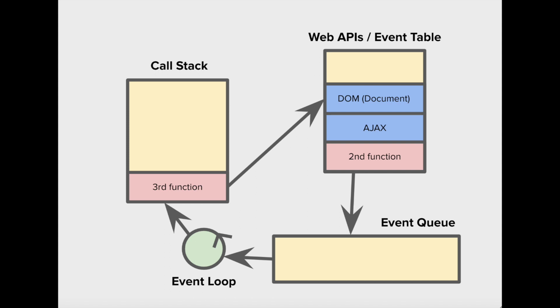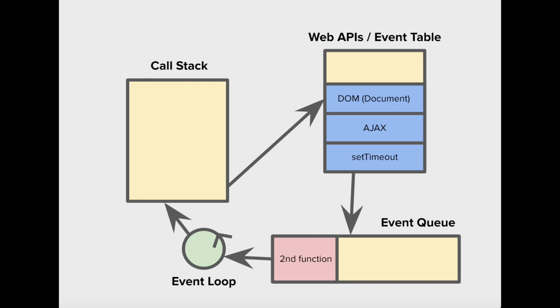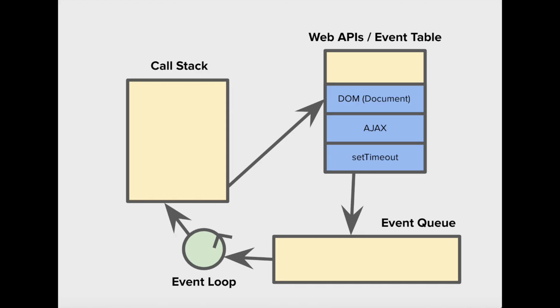In the event table, the setTimeout waits for 1 second, and after this time passes, it gets moved to the event queue. In the meantime, the third console.log enters the call stack and executes. The event loop continuously checks the call stack. When the last command finishes execution, it will check if the event queue has any commands left. Since there is a setTimeout in there, event loop will pass it to the call stack and run it.